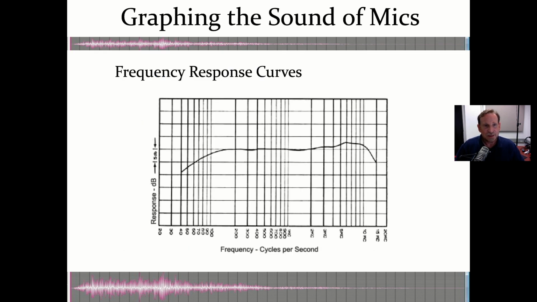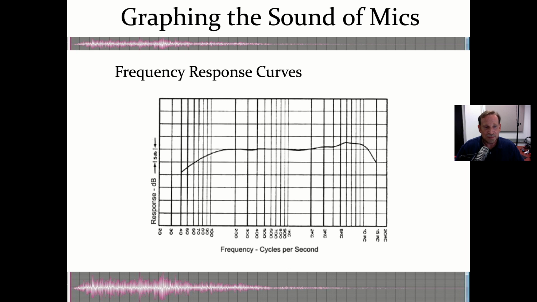So let's look at the sound of the microphones as reflected in graphs. This is an example of a frequency response curve. What it shows us across the bottom is the audible spectrum, 20 hertz to 20,000 hertz. And each of these lines represents, in this case, 5 dBs of volume.